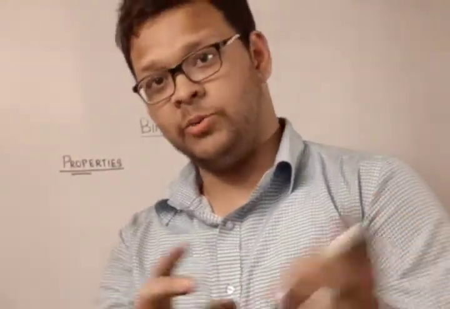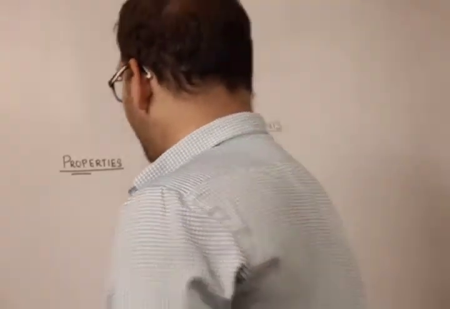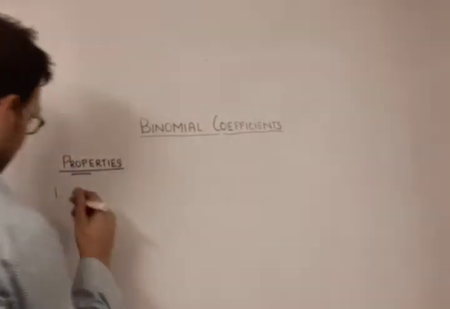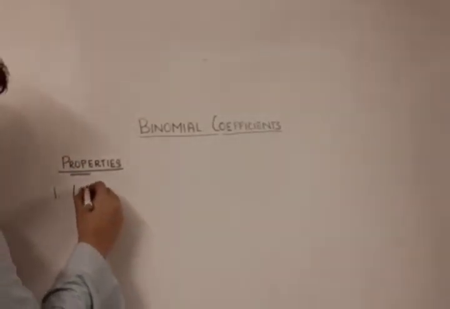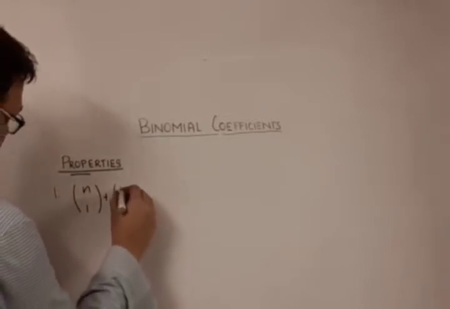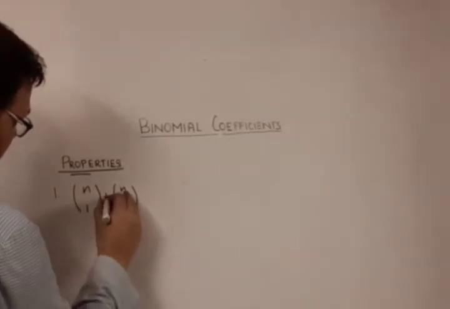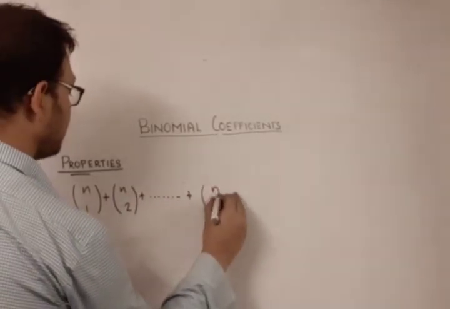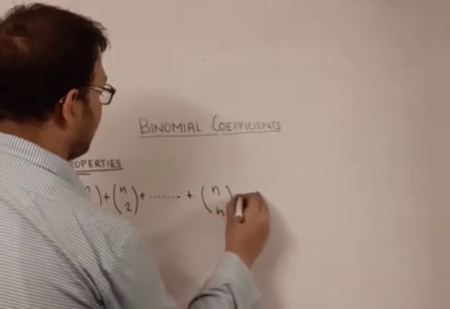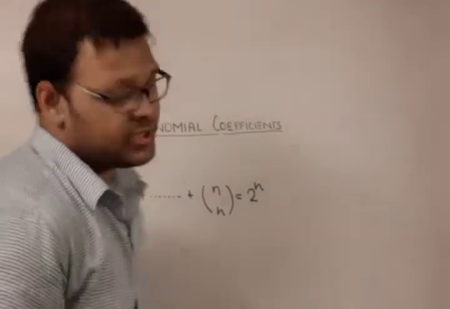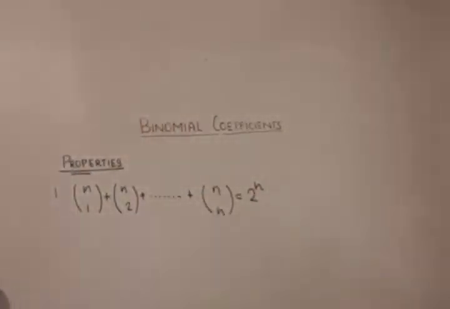Now, as we have studied a lot about binomial theorems and the binomial coefficients, I will list some properties of the binomial coefficients. So what are the properties? The first property is nC1 plus nC2 plus, plus nCn is... So this is the first property of the binomial coefficients that we have to prove.